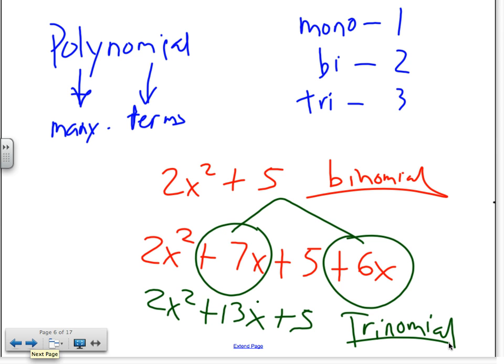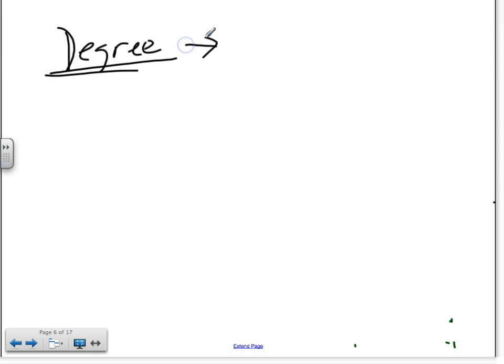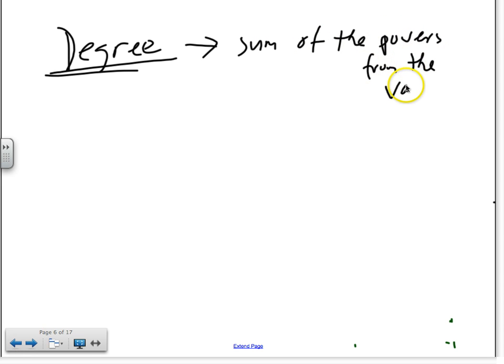Questions on that? On the classification? Pretty easy, right? Yeah. Okay, so now we understand how to classify the terms of the polynomial. We need to actually dig deeper and understand about the degree of the polynomial as well. So you're saying, what is a degree? Well, degree is nothing more than the sum of the powers from the variables. Okay? Degree is the sum of the powers from the variable.